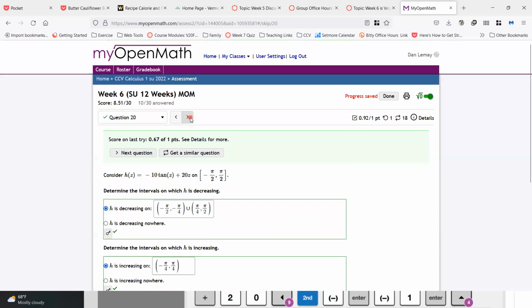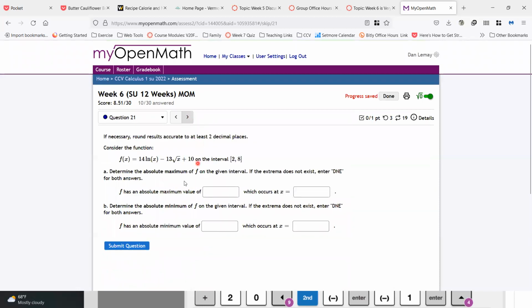So this is number 20. Woo, 21. Okay, so we got to do some. I see a log function. I see a square root function. Do I want to risk this and do this on live? Let's try it. I don't think it's that bad.